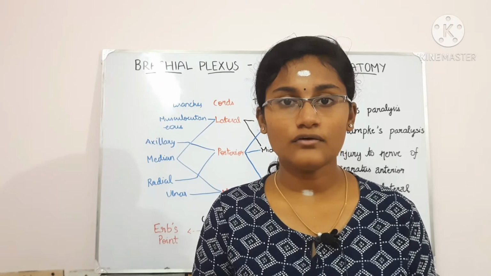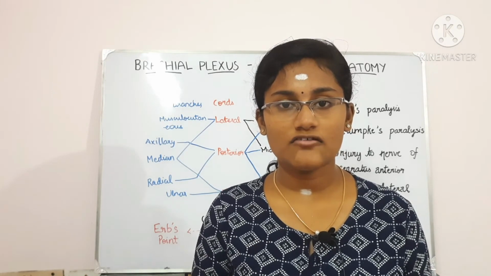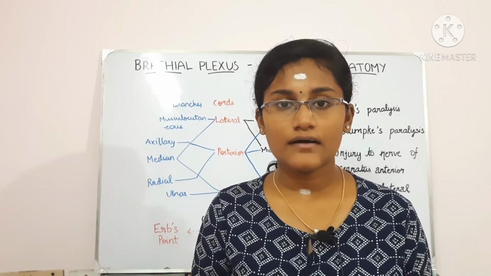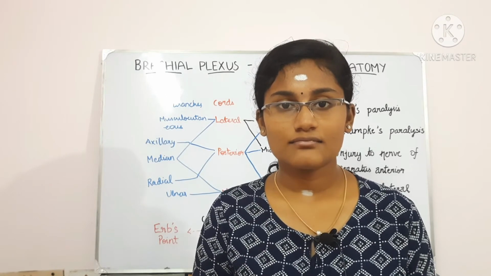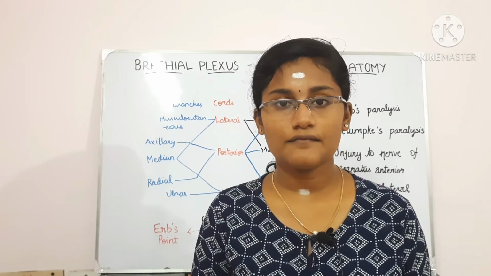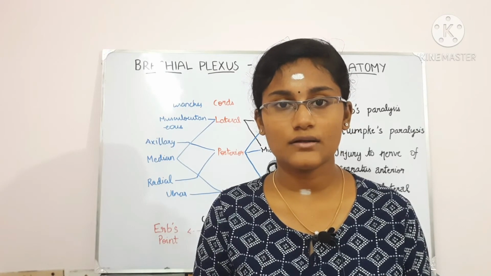Now let's talk about the trophic changes. When a patient has claw hand paralysis for a long time, they get dry and scaly skin, and the nails crack easily because of the atrophy of the pulp of the fingertips.